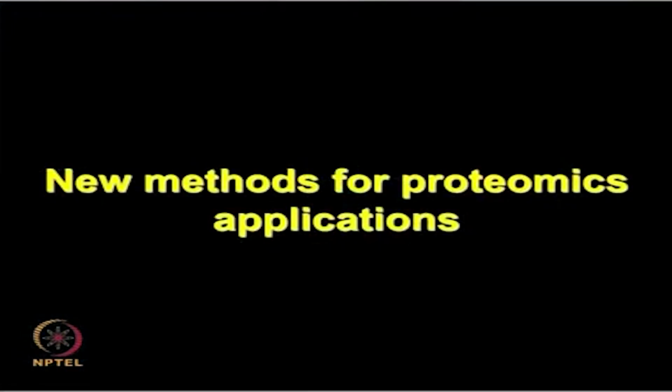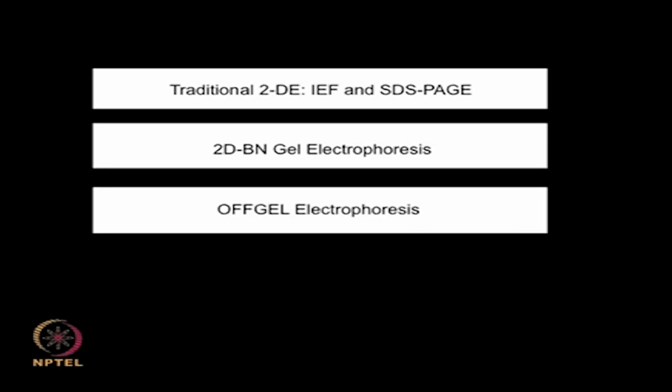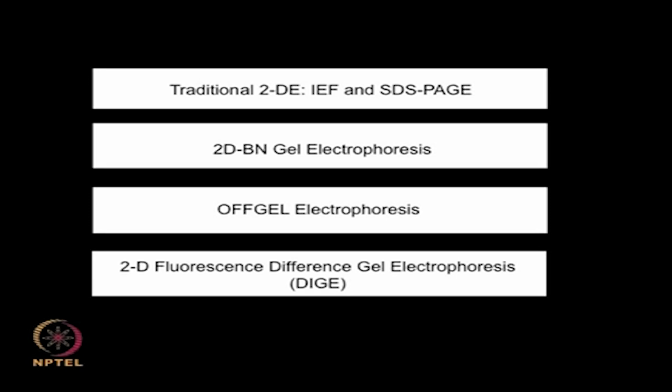which can be employed to study the proteome. Based on these gel-based methods, new methods have emerged for different proteomic applications. The conventional or traditional methods of two-dimensional electrophoresis and SDS-PAGE we have talked about in detail. Two-dimensional blue native PAGE electrophoresis we have also described and discussed in the last lecture. Off-gel electrophoresis, another new technology introduced by Agilent, we will talk about briefly in this lecture. Then 2D fluorescence difference gel electrophoresis, or DIGE, will be covered in the following lecture.